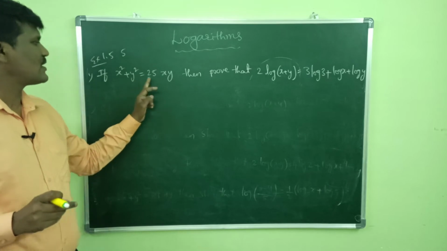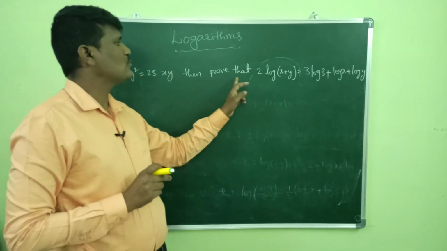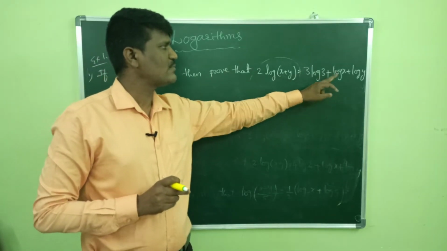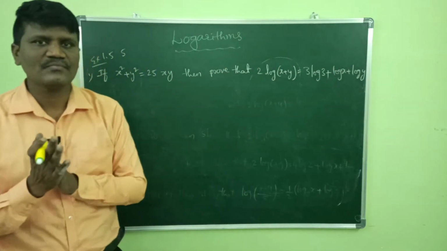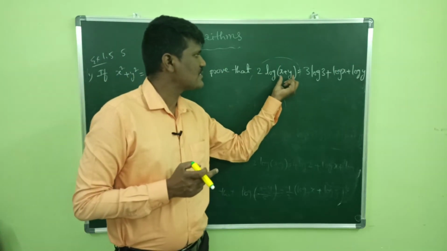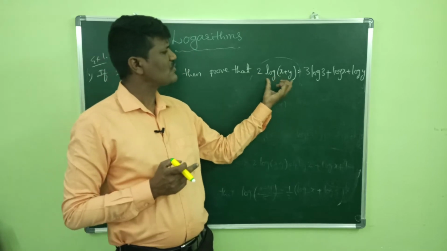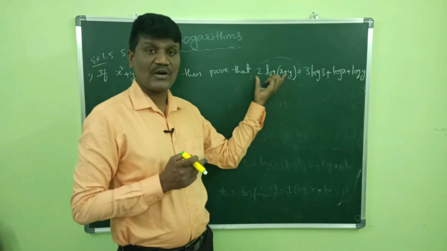Given x square plus y square is equal to 25xy, then prove that 2 log of x plus y is equal to 3 log 3 plus log x plus log y. So here log x plus log y is there. So you just observe the right hand side, what to prove.